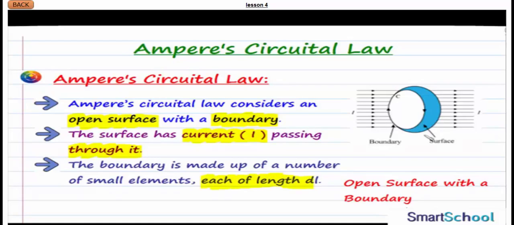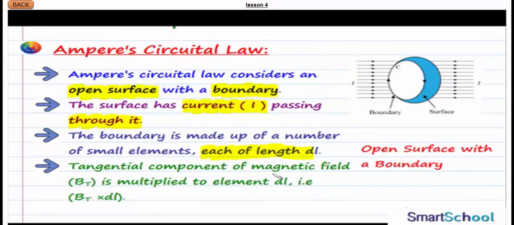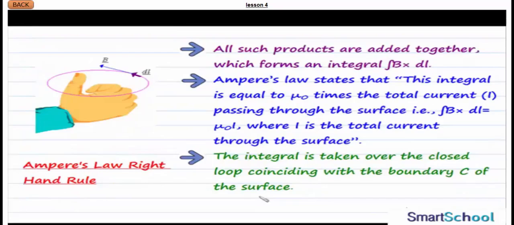The boundary is made up of small elements, each of length dl. The tangential component of magnetic field Bt is multiplied with the length element dl. All such products are added together, which forms an integral B dot dl.